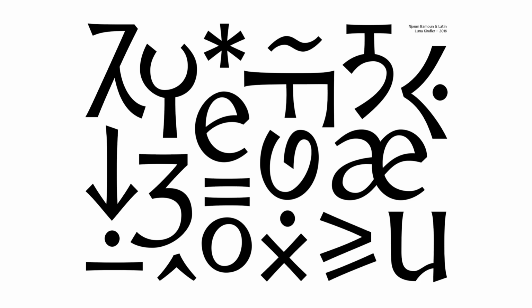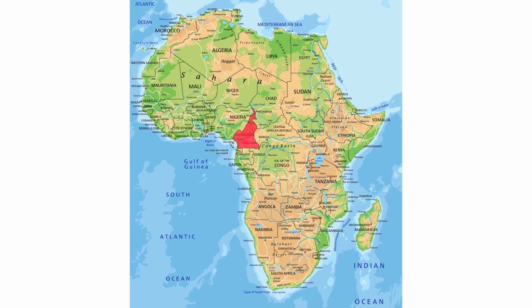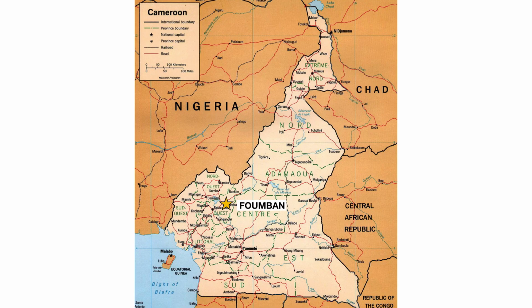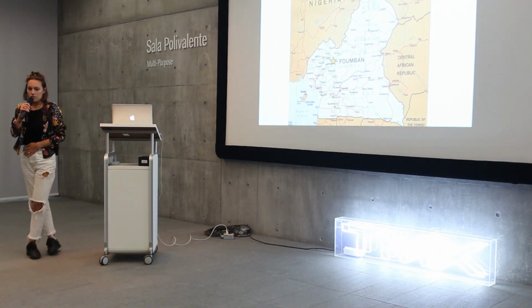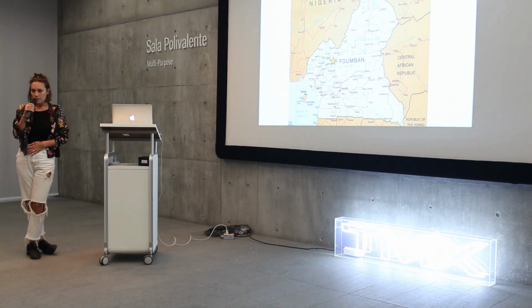So I'm going to talk to you about the Bamum writing system that was born 100 years ago in Cameroon, in the West region, in the Bamum Kingdom. So this is a community called Bamum, mainly in Fumban city, which is just here. Cameroon is a country that counts more than 240 languages spoken.